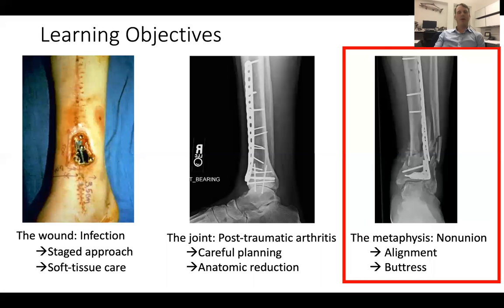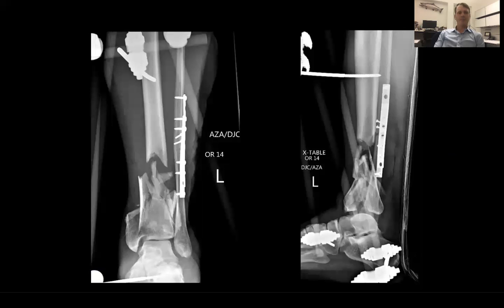But not all cases are the same, and that's why I wanted to shift into the third major mode of failure, which is the metaphyseal non-union. So we'll come back to that case that I showed at the beginning, which was this really comminuted C-type pilon fracture. And how do we approach this case to prevent this? I think we all agree this is a higher risk case for metaphyseal non-union.